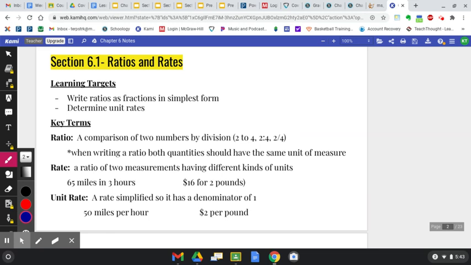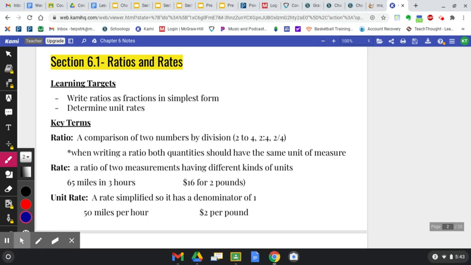And then a unit rate is a rate that is simplified so it has a denominator of 1, right? Meaning 1 unit. So I could say that I went 150 miles in 3 hours, but my unit rate would be 50 miles per hour, right? Per 1 hour. And I could say that I paid $8 for 4 pounds of meat, and the unit rate would be $2 per pound, right?